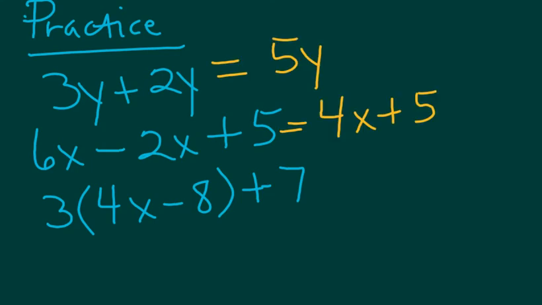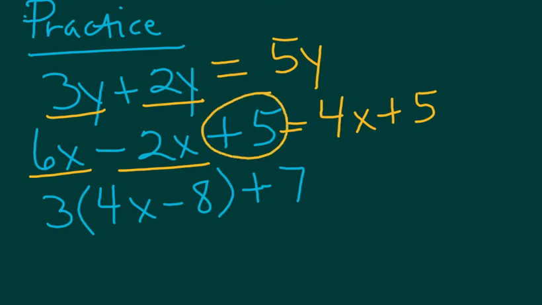Okay, the first one, 3y plus 2y, those are like terms, so that's 5y altogether. The second one, 6x and 2x, those are like terms. 6x minus 2x is 4x, but don't forget you have to put the plus 5 because it's not like anything, so it just goes on there.